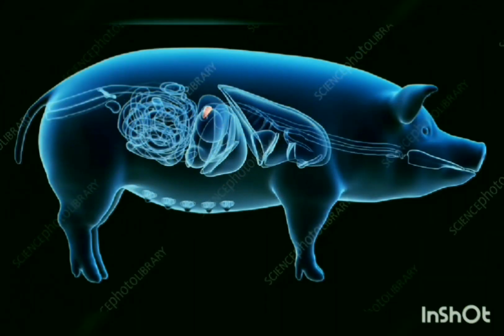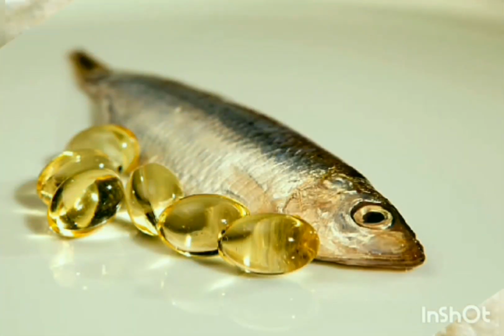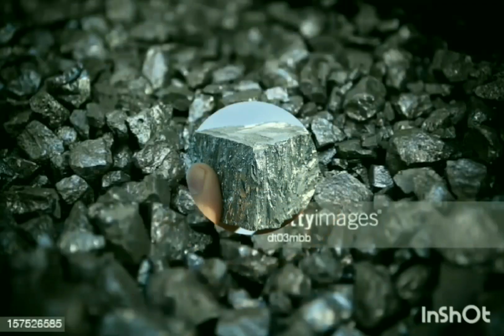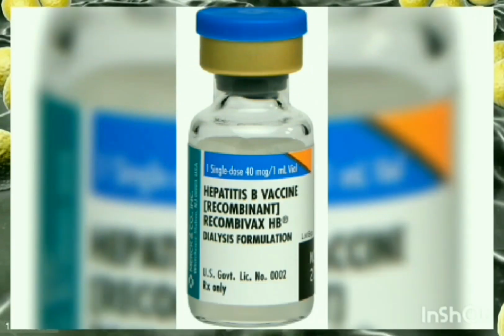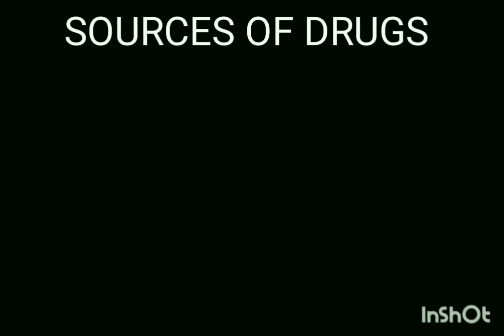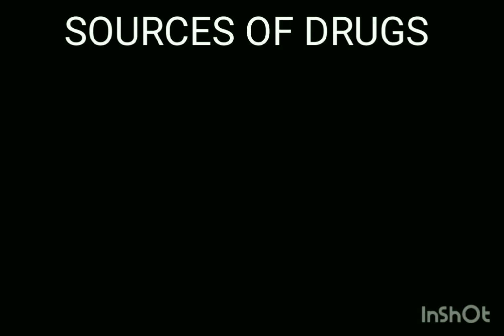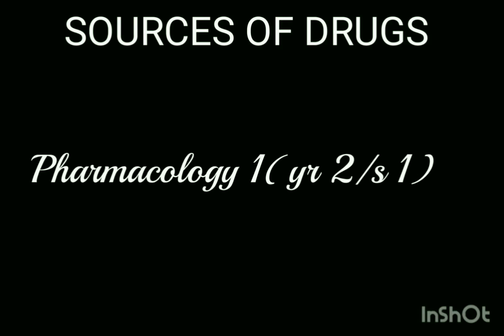Today, in the BIS class, we want to look at the sources of drugs. We want to know how those drugs that we use to treat infections are obtained. Sources of drugs are mainly seen in Pharmacology 1, and that is year 2, semester 1.